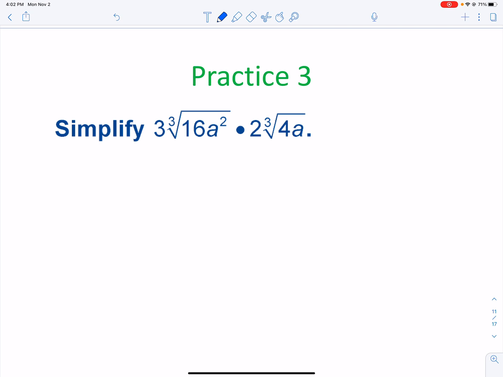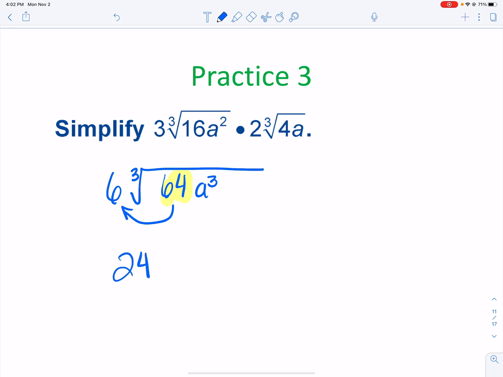Pause, try it. So I'm multiplying outside to outside, and I get 6. Inside to inside, 16 times 4 is 64, a cubed. So 64 is a perfect cube. That's 4. So when you take that out, 4 times 6 is 24.